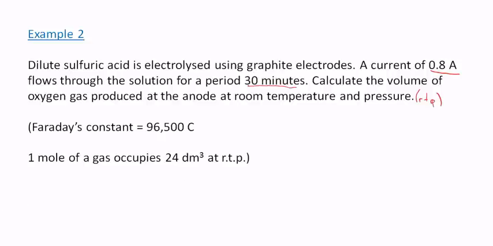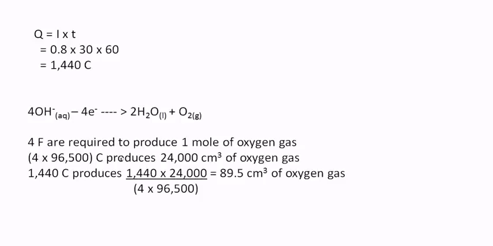So let's go to the calculation now. So in this case we work out the charge first, which is 0.8 multiplied by 30 multiplied by 60. Now remember, it's 30 minutes, so I needed to convert the 30 minutes into seconds, so that's why we have to multiply by 60. So therefore the total charge will be 1440 coulombs.